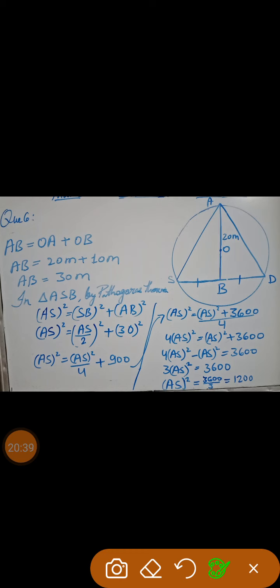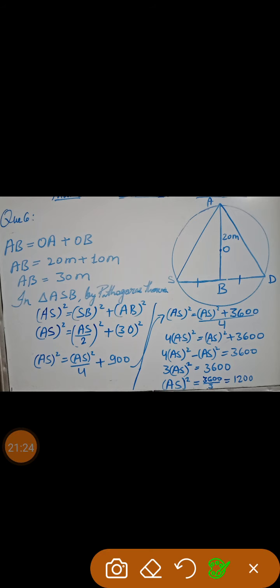Now take triangle ASB, this triangle, it is a right triangle. So by Pythagoras theorem we can say that AS square, the hypotenuse square, is equal to base square plus perpendicular square. We don't know the length of AS, and SB, in the first equation we wrote that SB is equal to AS by 2. So the same thing we are writing here, AS by 2, from equation first.